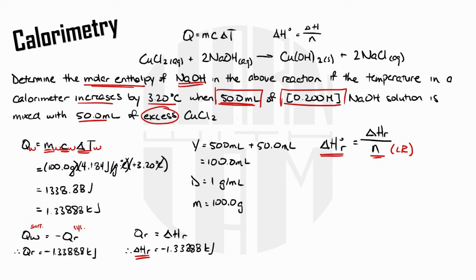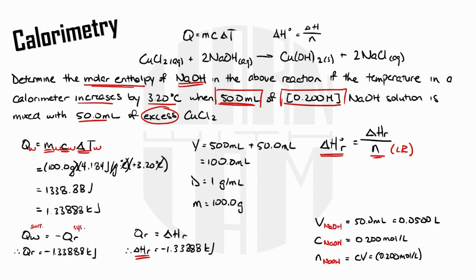So this time when we look at volume, we're only looking at volume of sodium hydroxide, which is 50.0 milliliters. Let's convert it to liters for our mole work, which is 0.0500 liters. Concentration of sodium hydroxide is 0.200 moles per liter. So moles of sodium hydroxide is going to be concentration times volume, which is 0.200 moles per liter times 0.0500 liters. Cancel out the units, and that gives me 0.0100 moles.